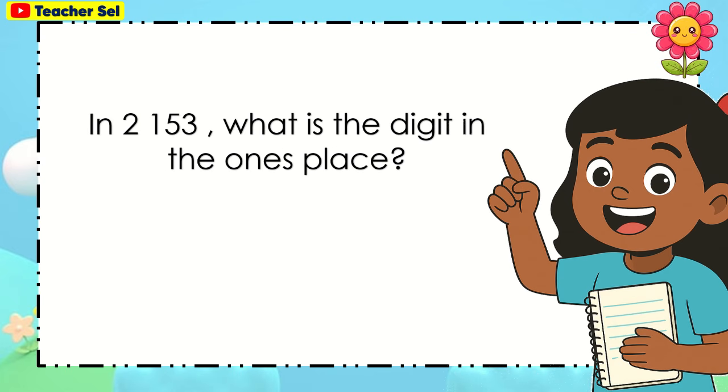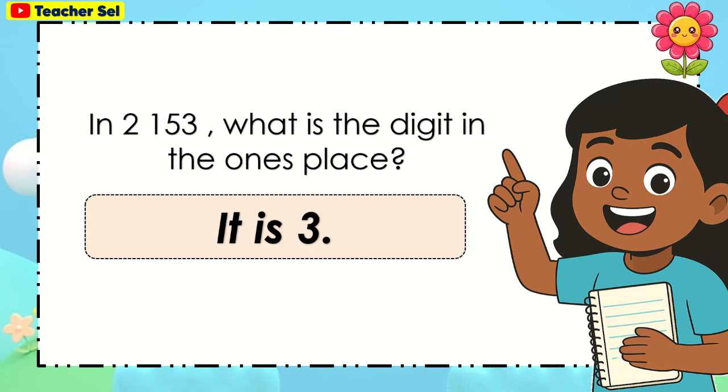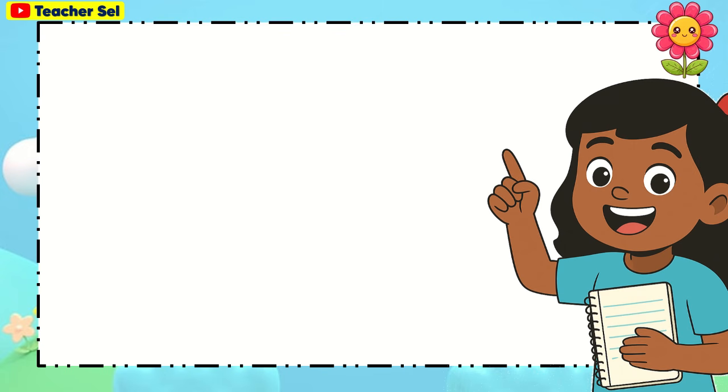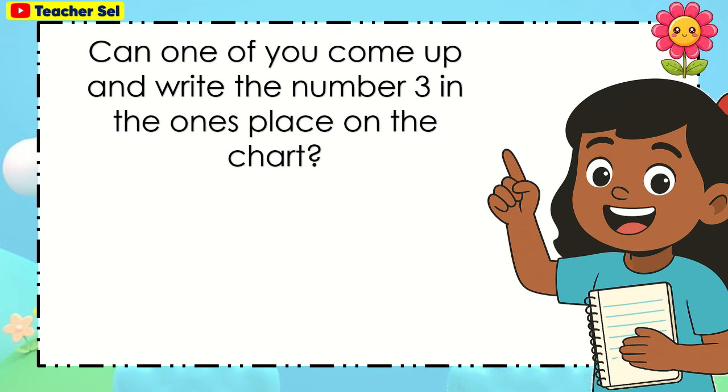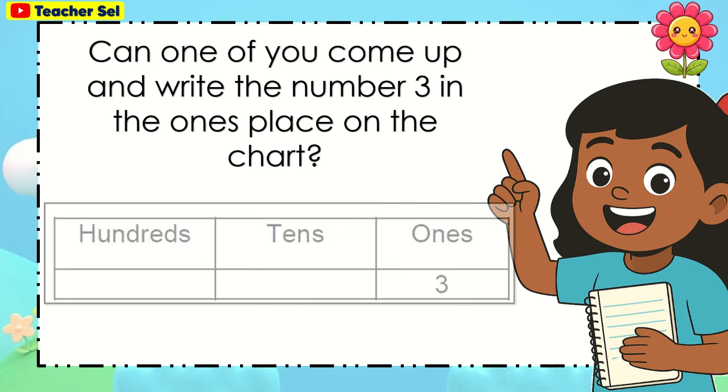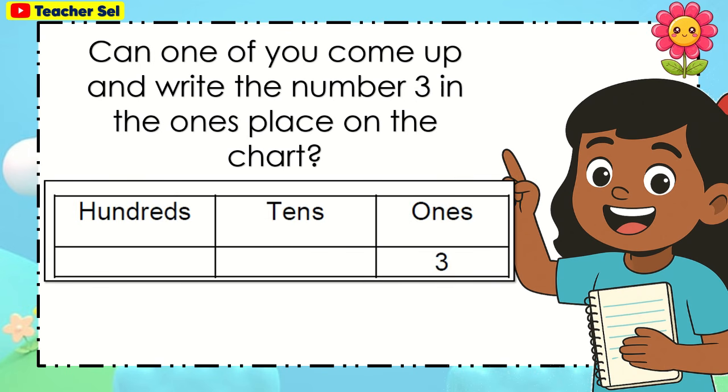In 2,153, what is the digit in the ones place? It is 3. Can one of you come up and write the number 3 in the ones place on the chart? This is how it goes.